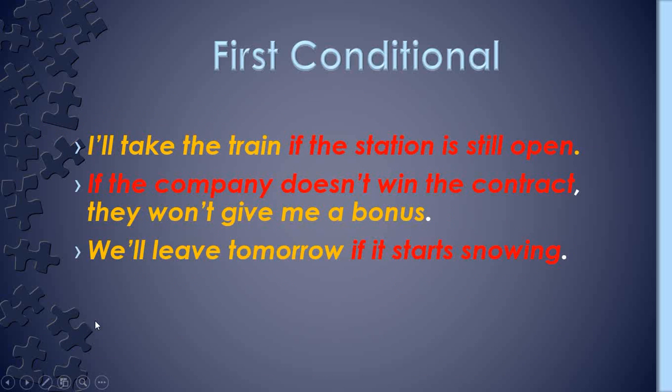Well, here we have some examples of the first conditional. I'll take the train if the station is still open. If the company doesn't win the contract, they won't give me a bonus. We'll leave tomorrow if it starts snowing. Look, if we start with the main clause, we don't have to use the comma, but if we start with the if clause, we have to put it to separate both of these clauses.